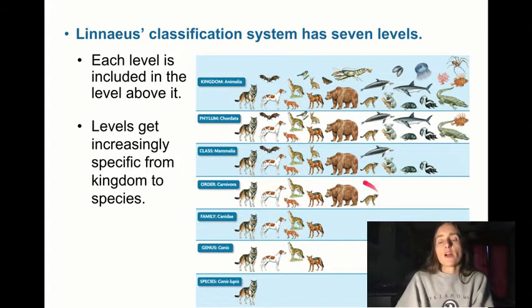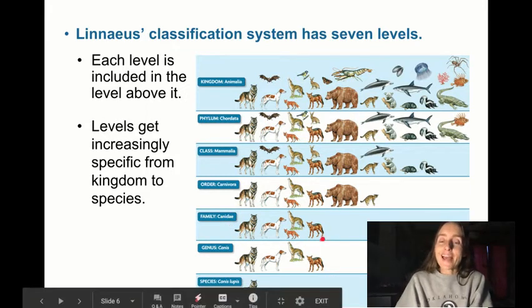And then Carnivora is the next. So this is order. So kingdom, phylum, class, order is the next one. Now we've knocked out anything that's not a carnivore, and even some things that might be carnivores, but order Carnivora is a very specific set of carnivores. And then we go to family Canidae, which, if you can see, we're getting down to dogs. So we knocked out the cat and the bear.